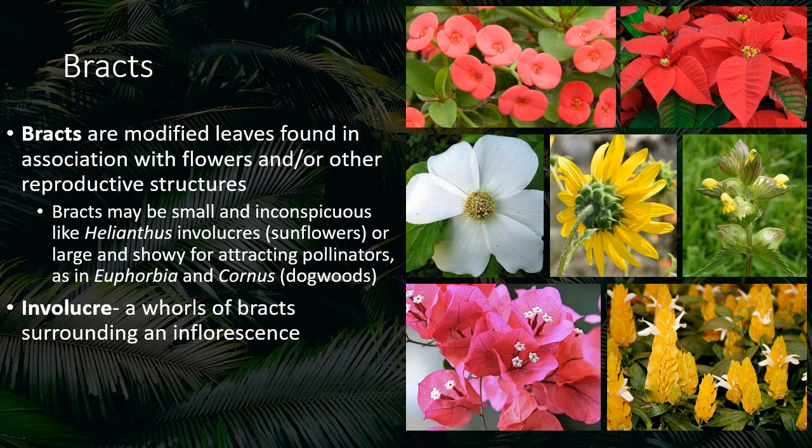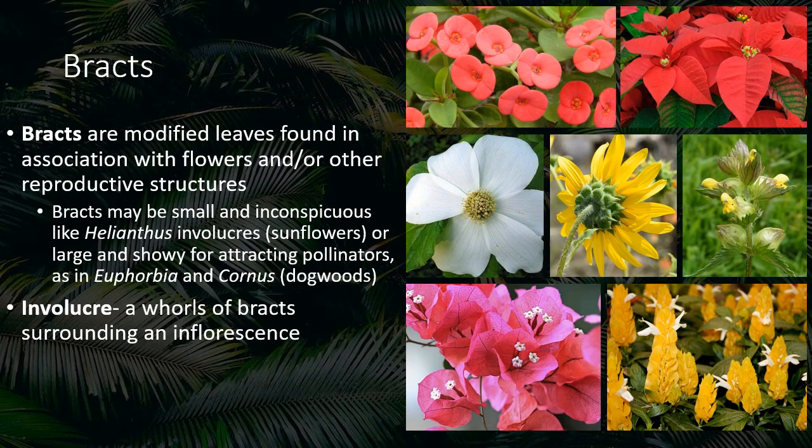Bracts we've talked a little bit about in our unit about flowers. Bracts are modified leaves which are found in association with flowers or other reproductive structures. Bracts can be really small and inconspicuous, or they can be super large and showy. And we see different types of bracts in different species.